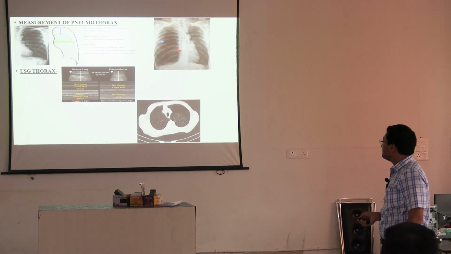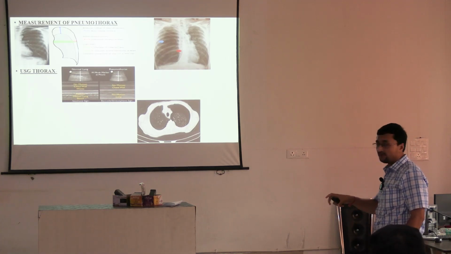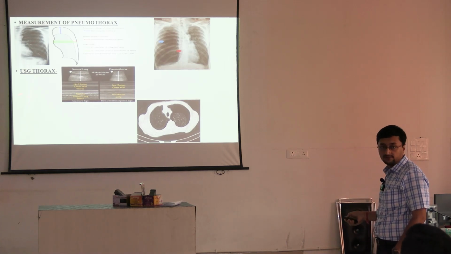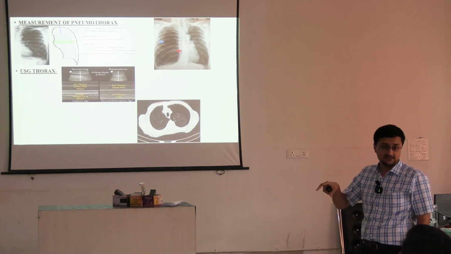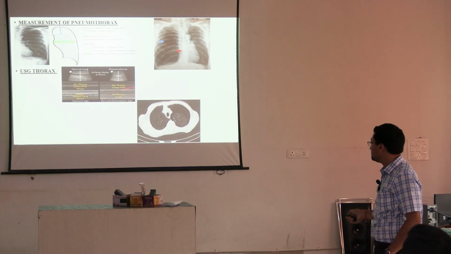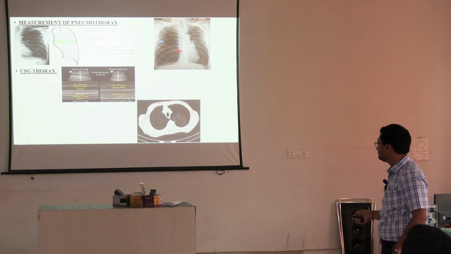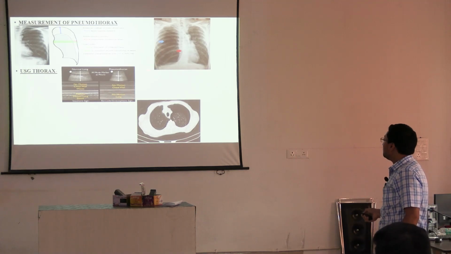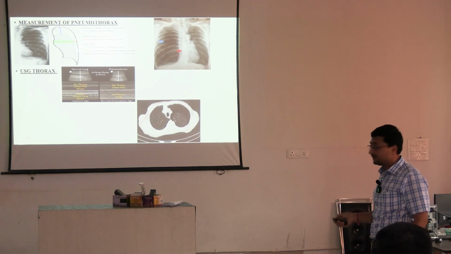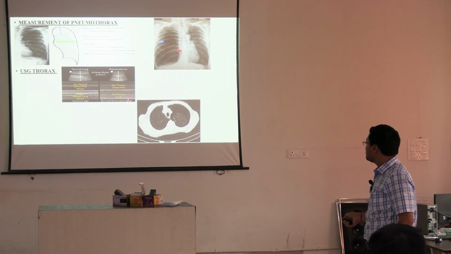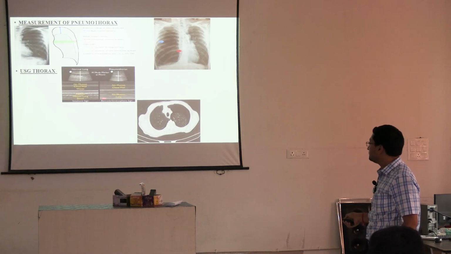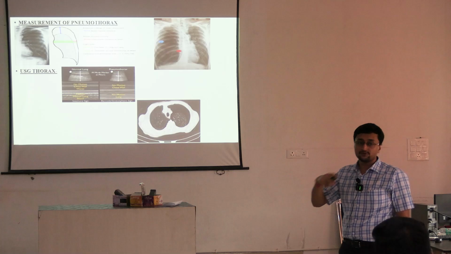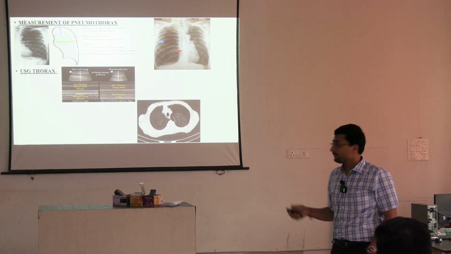But in case of a normally moving lung, there will be absence of barcode. There will be a seesaw-like sign. Doesn't it look like a seesaw, this area? Absence of barcode. But when there is pneumothorax, then no motion lung will be just like the barcode sign. Just like the chest wall, there will be no motion.